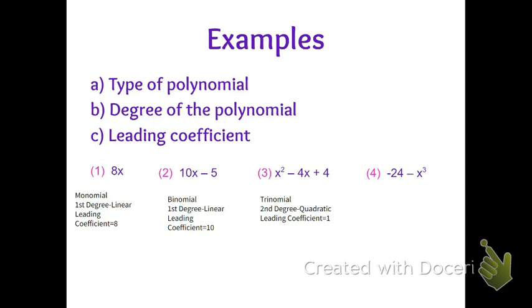Next we have negative 24 minus x cubed. That's 2 terms, so it's a binomial. Highest exponent is a 3, so it's cubic. And be a little careful here. The number in front of the x cubed, you've got that minus sign there, and then no number, so that's like a -1.